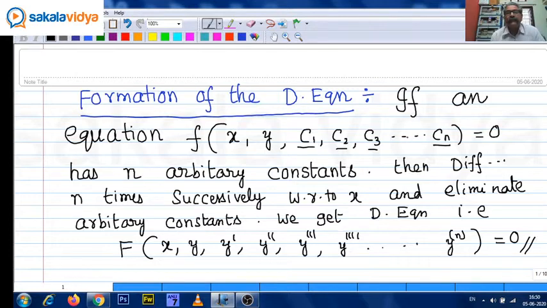Because if any equation contains n arbitrary constants, after forming the differential equation, we can say that its order will be n itself only. The order of the differential equation is equal to the number of arbitrary constants present in the given equation. The number of constants is equal to order of the differential equations.